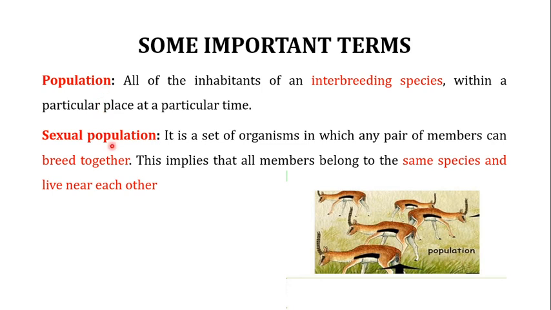If you specify this, you can define a sexual population, which is a set of organisms in which any pair of members can breed together. This implies that all members belong to the same species and they live near each other. For example, if this is a population of deer, they belong to the same species and are interbreeding with each other. So you can consider this a population, and also a sexual population.